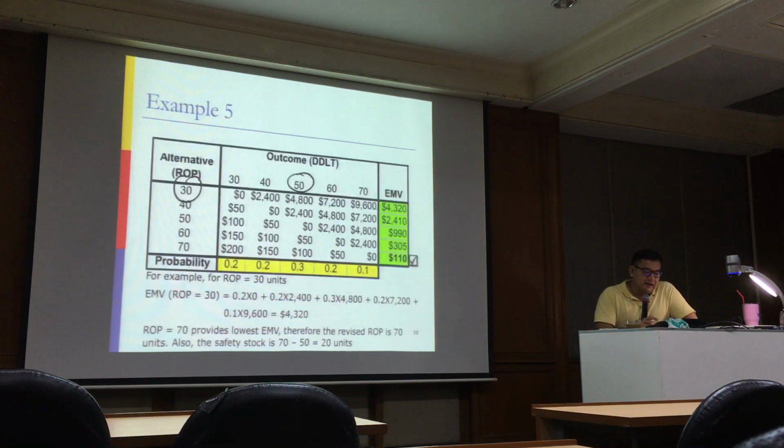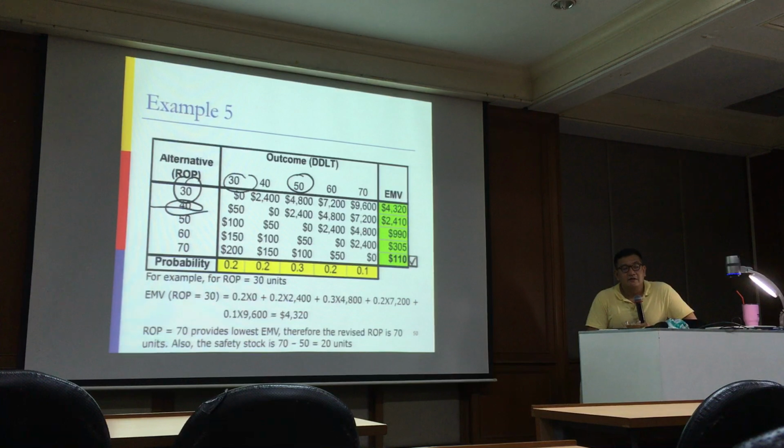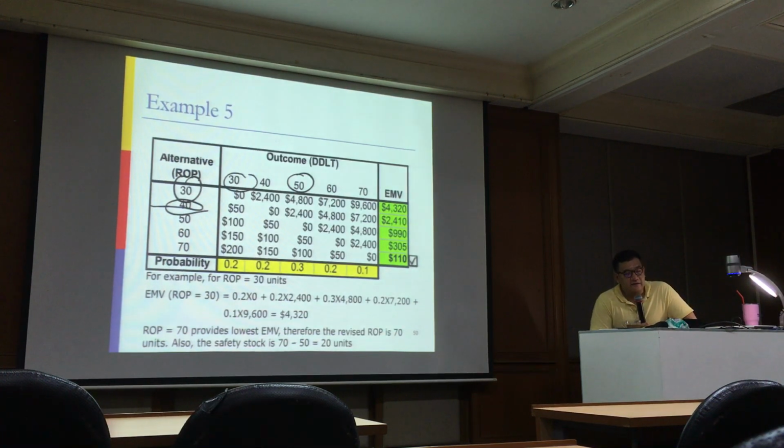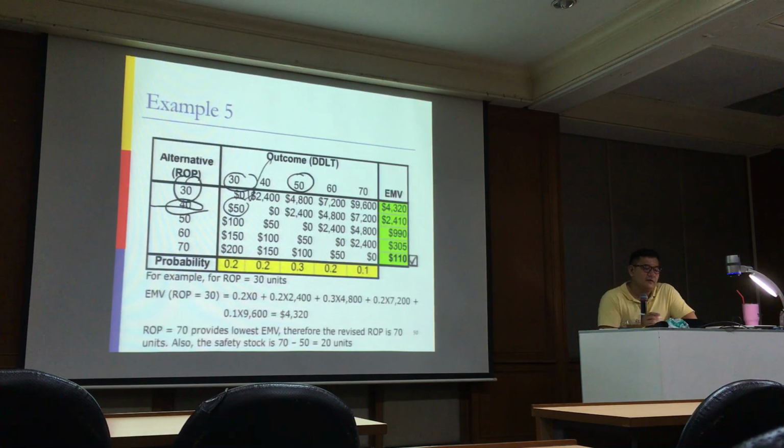Okay. Another case, if you have order point 40, but demand is 30. Order point more than demand, you have carrying cost because you have remaining inventory. You have excess inventory 10 units. The carrying cost is $5 per year. So then you use 10 units multiplied by 5, you have 50. So that's why you have 50.